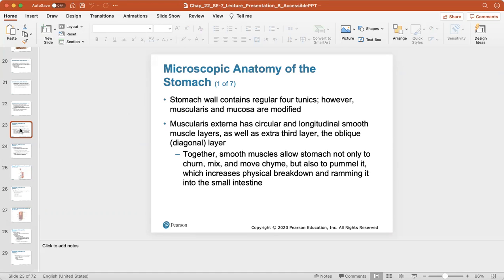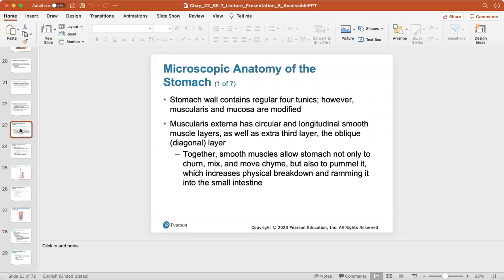There's some function involved, but I'm going to focus and we're going to start on the microscopic anatomy of the stomach. So before this, I would encourage you to maybe pause and review the slides up until this point, as well as part A, because it kind of gives you a good overview of all the anatomy of the GI tract up until this point.